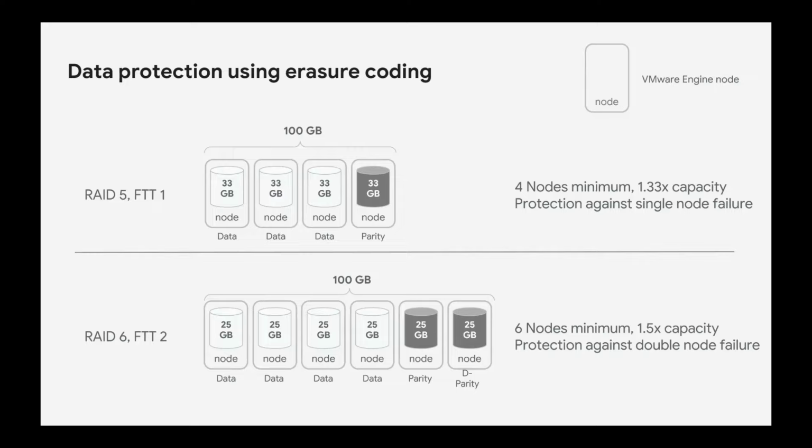Similarly, at the bottom, you will have RAID 6, which is essentially the same as RAID 5, but now with double parity. So instead of the ability to lose 1 node, we actually have the ability to lose 2 nodes. And we are still able to reconstruct the data, and therefore this requires a minimum of 6 nodes. So the data plus the 2 parity in terms of capacity, it requires 1.5 times the disk capacity.